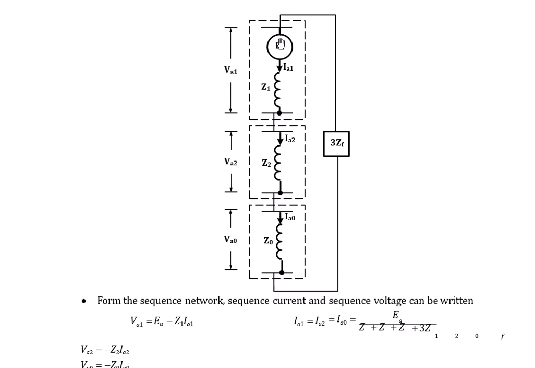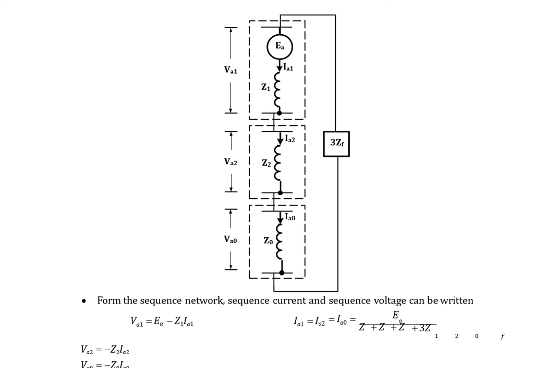In the positive sequence, we have two things. One is Z1, which is the impedance, and we have an EMF Ea. Then it is connected to Z2, which is the negative sequence impedance. Then it is connected with Z0. So these all three sequence components are in series, and the same currents Ia1, Ia2, and Ia0 flow in these three sequence networks. And the fault is created through an impedance of 3Zf.